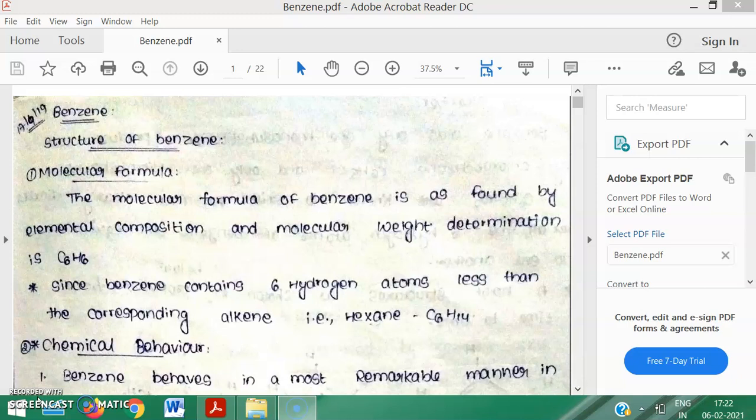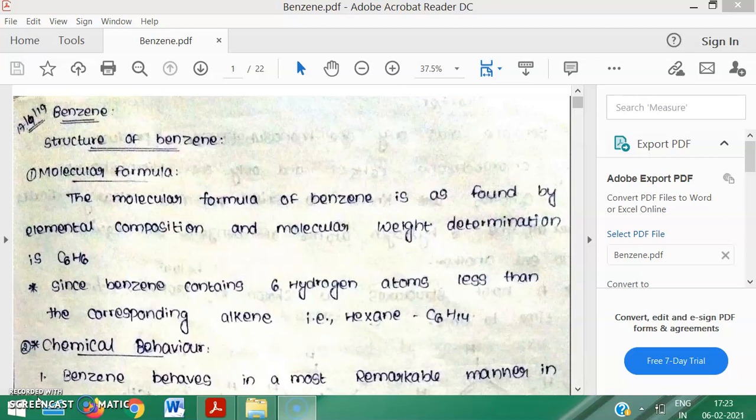Benzene contains 8 hydrogen atoms less than the corresponding alkane, that is hexane. Hexane, if it is a single bonded compound, is C6H14, that is CnH2n plus 2. It simply contains single bonds, not a double bond. Like alkanes, it would be C6H14, but the elemental composition gives C6H6.